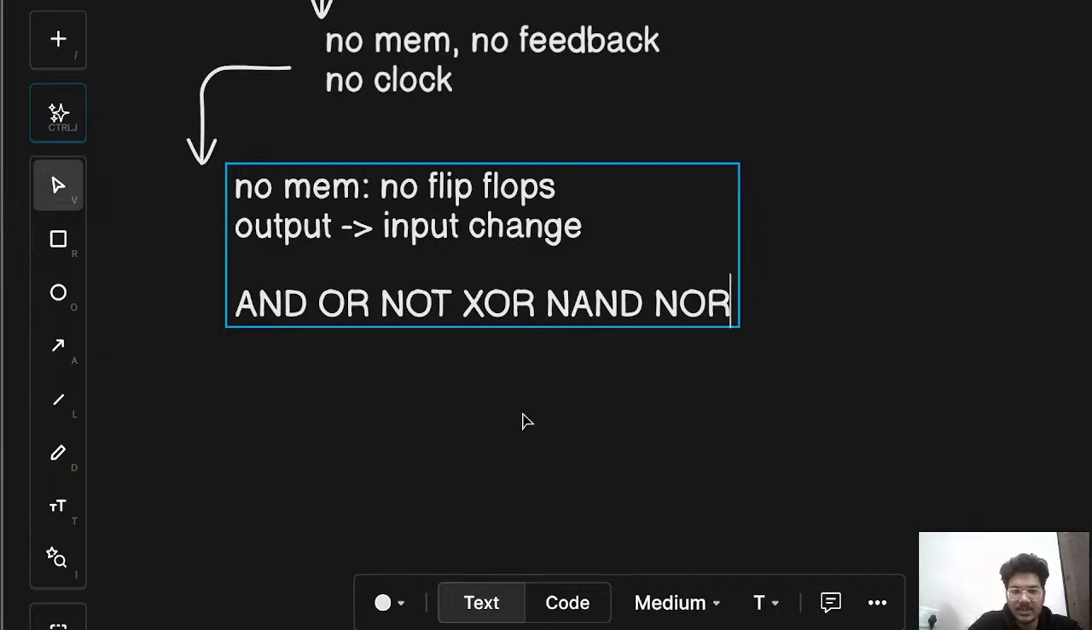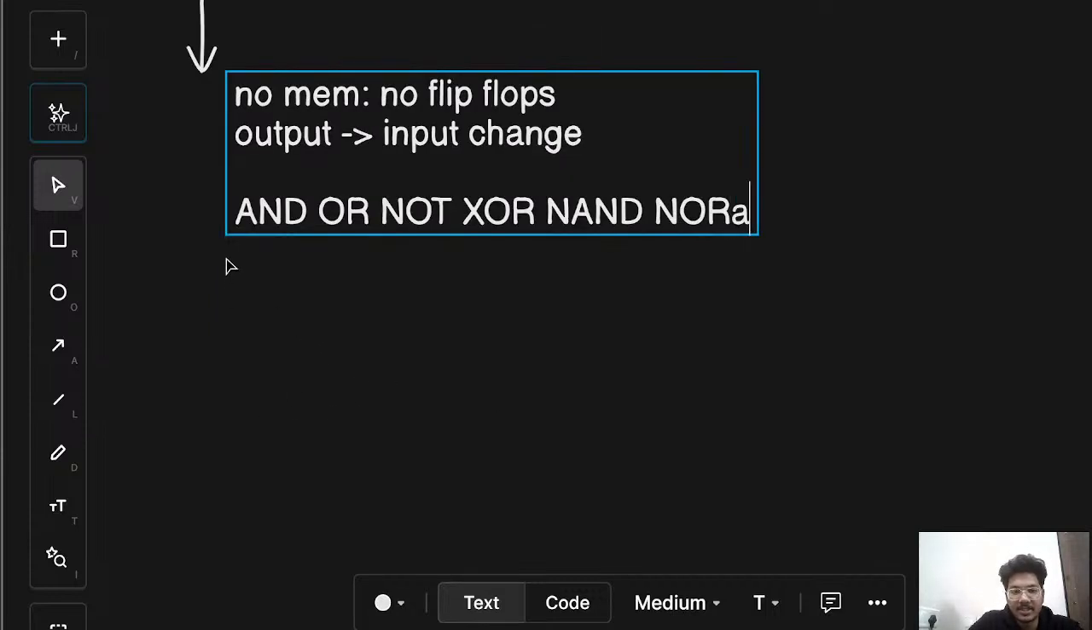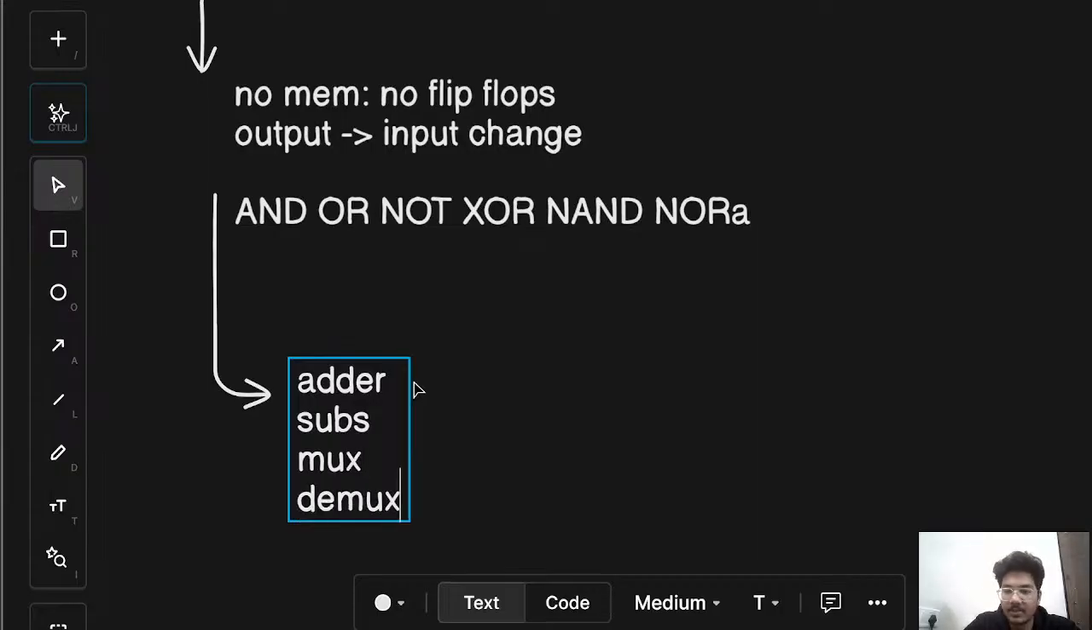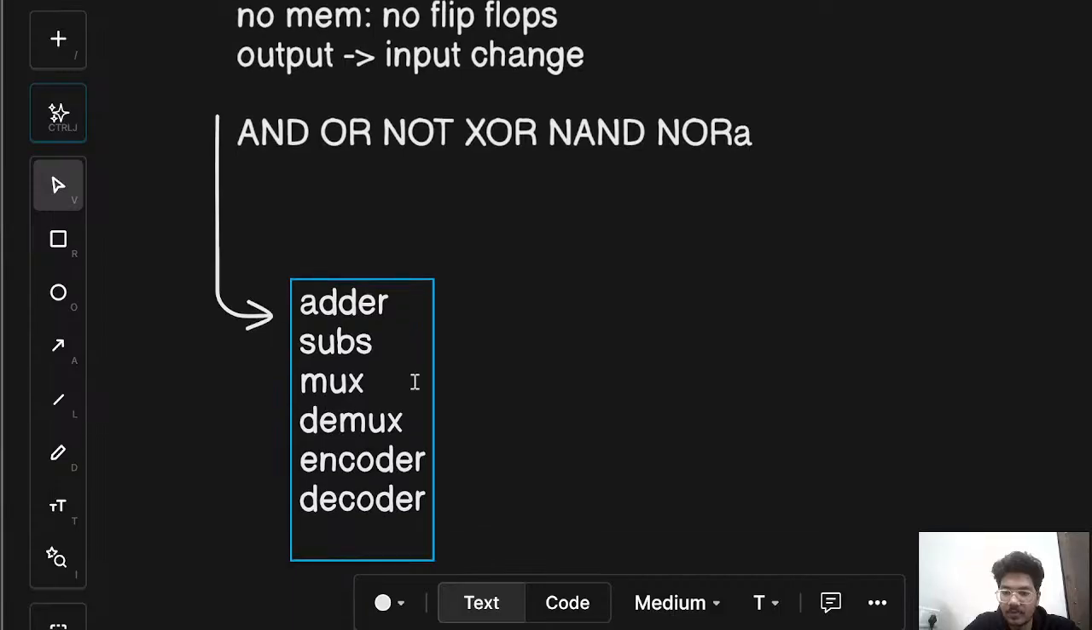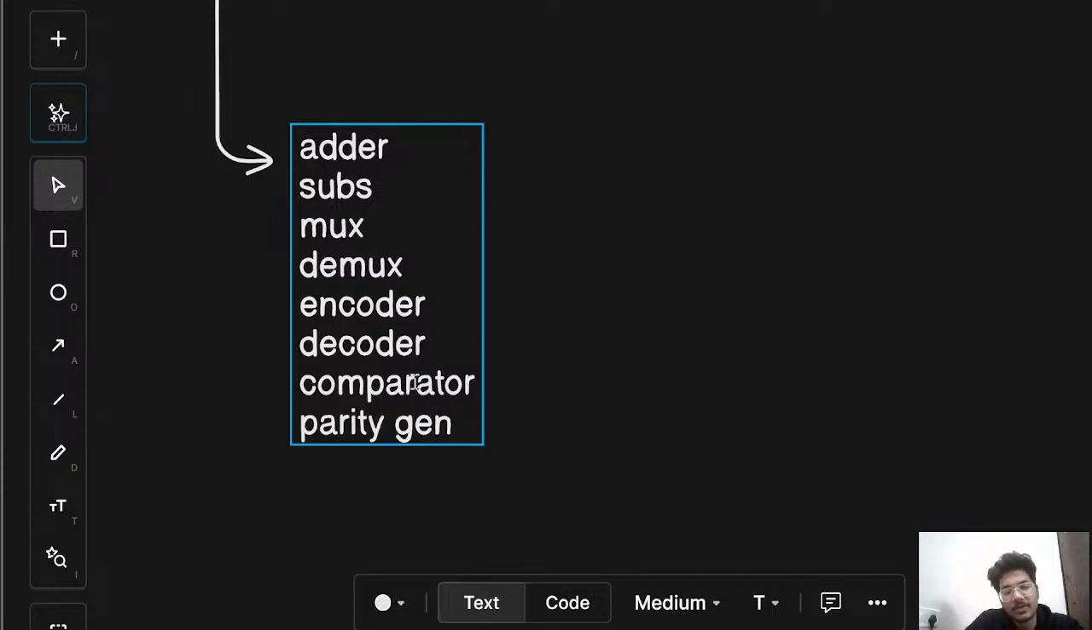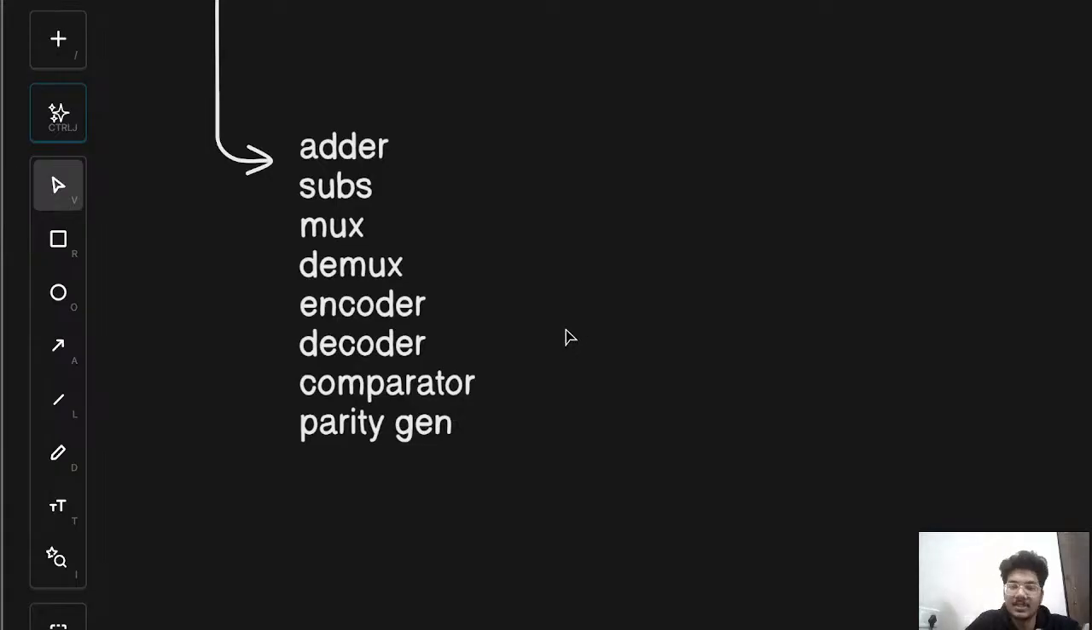The examples of combinational circuits are as follows: adders, full and half, subtractors, multiplexers, demultiplexers, encoders and decoders, and comparators. Parity generators too. All these are combinational circuits, and one by one we can see all these things.